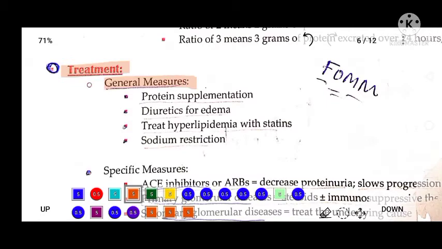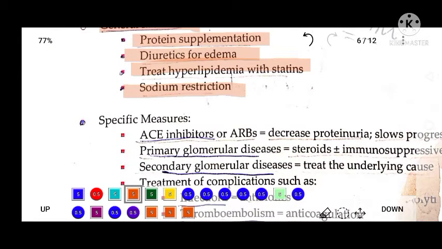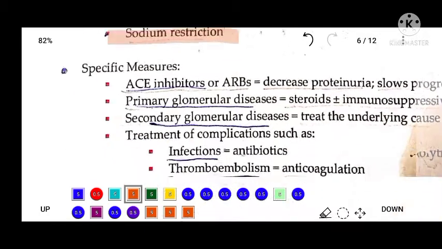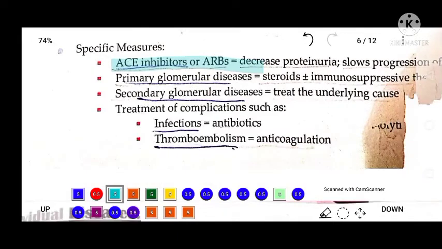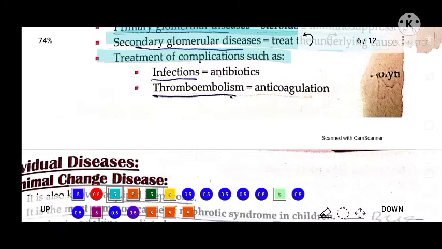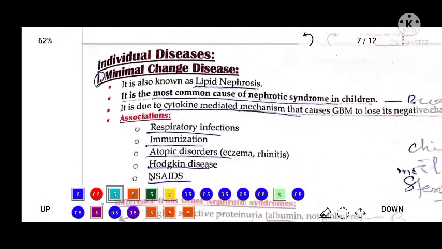Treatment will be general measures: protein supplementation, diuretics for edema, treat hyperlipidemia with statins, and sodium restriction should be done. Specific measures should also be taken. ACE inhibitors decrease proteinuria, primary glomerular disease is treated with steroids, and secondary glomerular disease is treated by treating the underlying cause. And if there is infection, antibiotics should be given, and for thromboembolism, anticoagulants should be given.